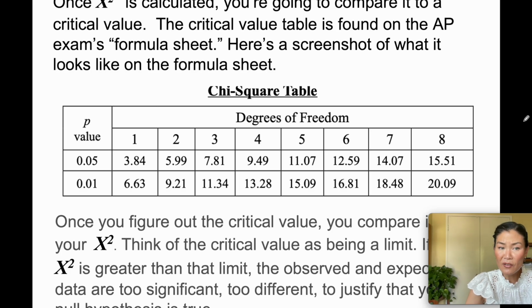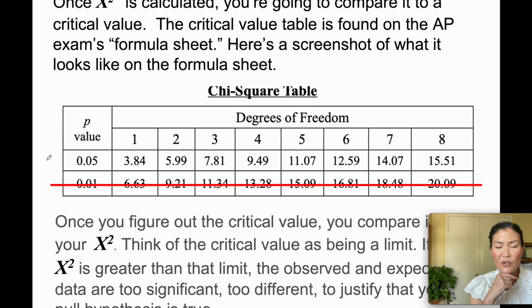Here's a screenshot of what the chi-square value table looks like. When you take the AP exam, you'll see a formula sheet. And in here, you're just going to draw your eyes to the p-value, okay? You're going to ignore the 0.01 row. You're only going to be looking at the p-value of 0.05, okay?